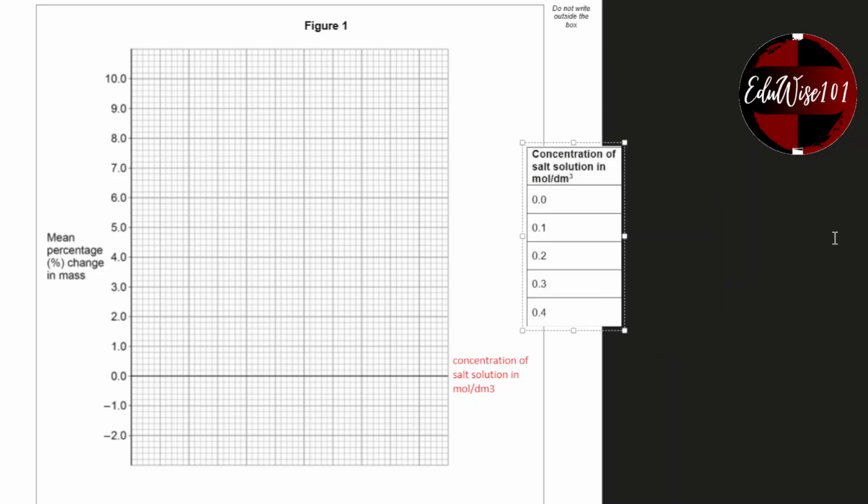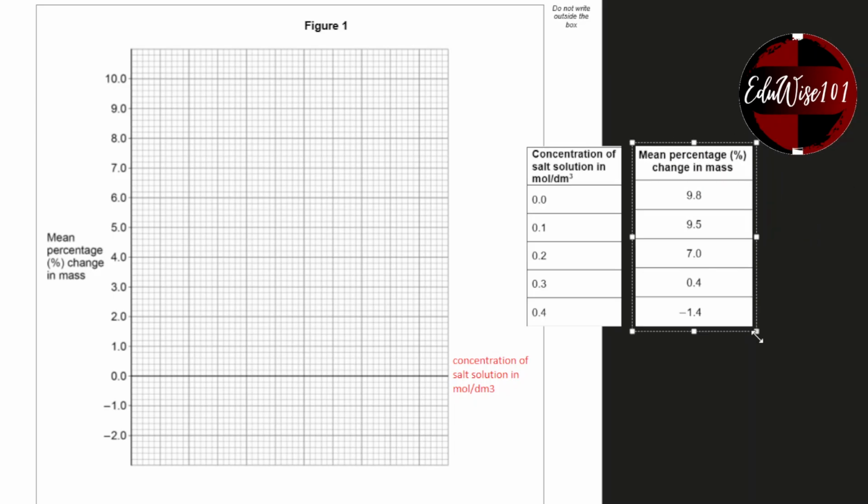There you go. And the mean percentage change in mass. So the labels I would add is there. Let me use a blue color pen. So that's 0.1, 0.2, 0.3, 0.4. You don't need 0.5, but I'm going to go up to 0.5.